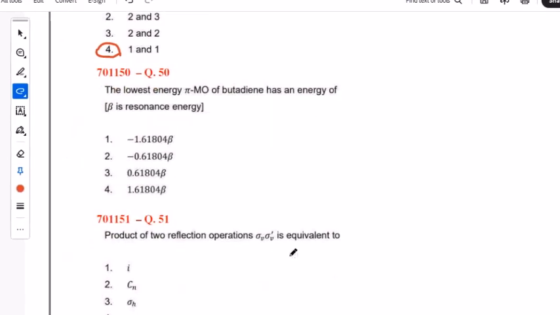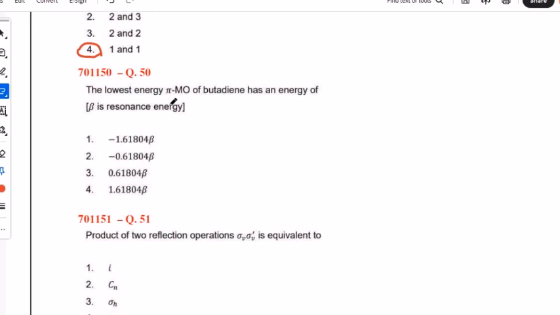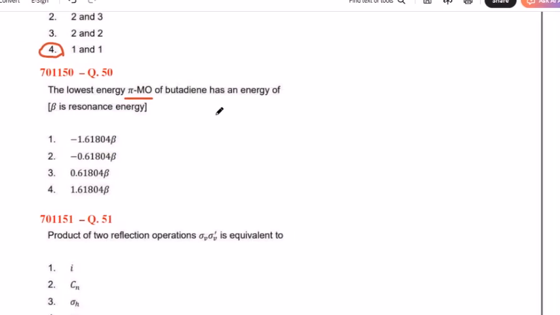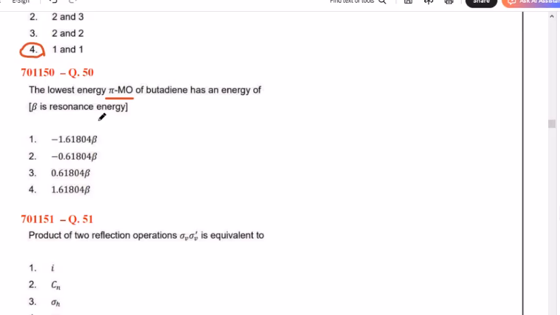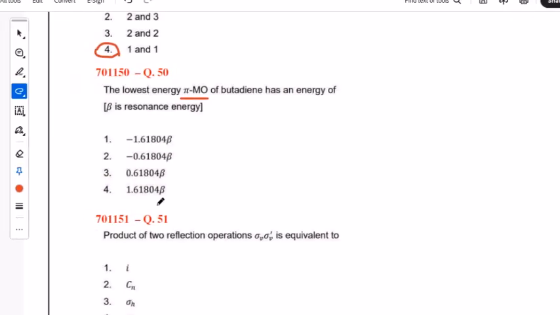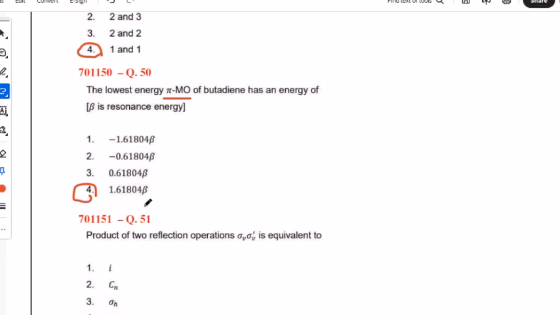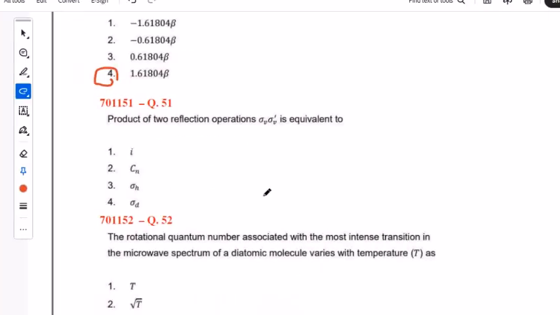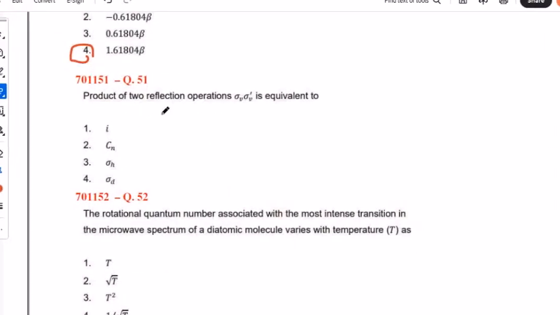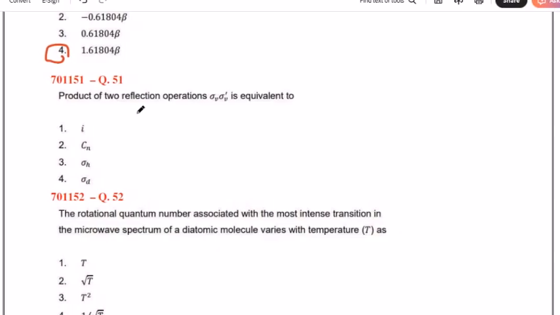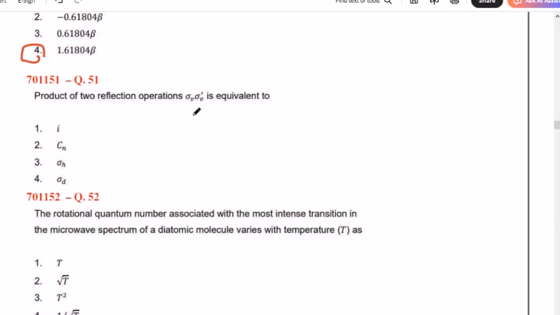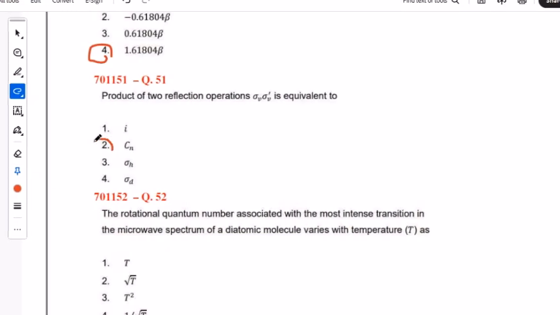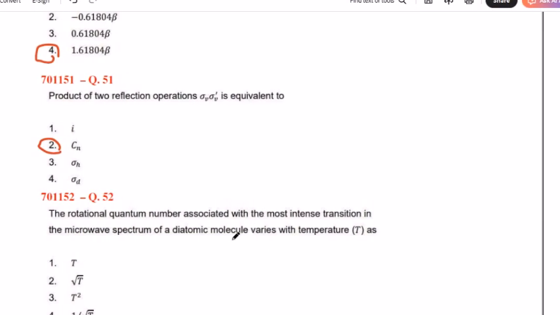Next, question number 50. The lowest energy pi molecular orbital of butadiene has an energy of, where beta is the resonance energy, so the option number 4, this is 1.61804 is the correct option, friends. Next, question number 51. The product of two reflection operations sigma v and sigma v star is equivalent to Cn. So option 2 is the correct option, friends.